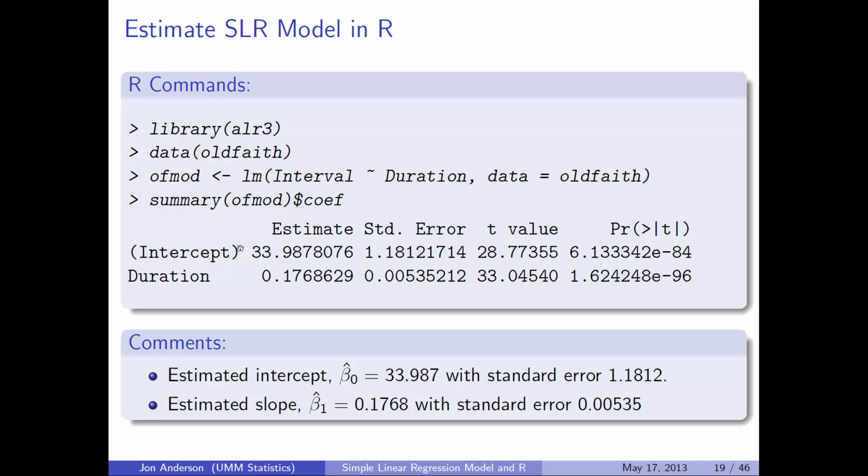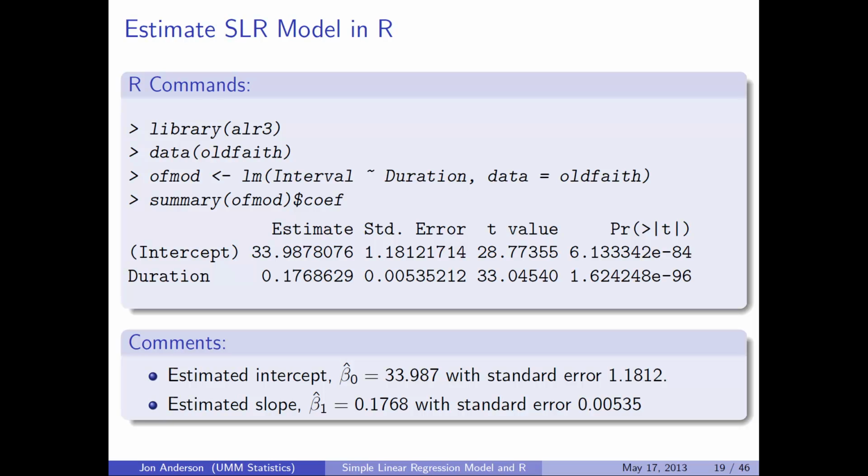You'll see the estimated intercept is 33.987. Under the estimate column, that would signify beta naught hat. The estimated slope of the best summary line for these data is beta 1 hat, and that's 0.1768. It's right here under the duration row. 0.1768 is going to be our estimated slope.